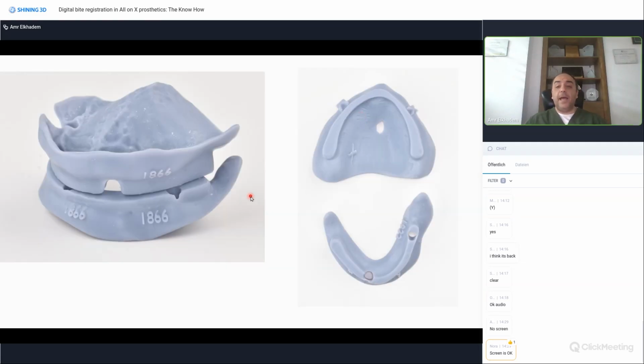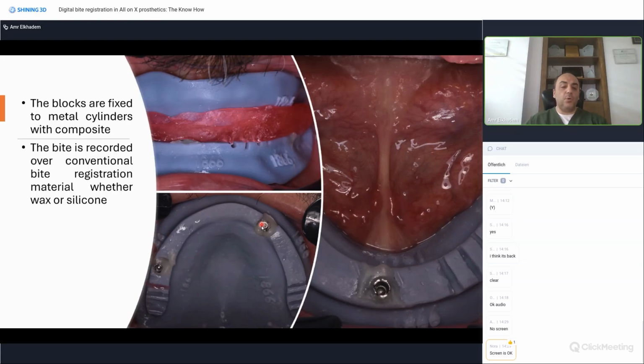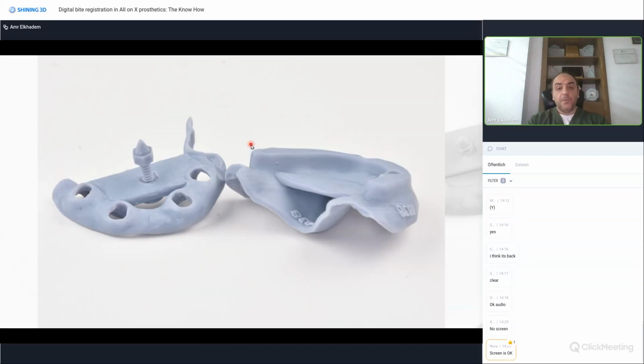So this is a 3D printed record block, and it has holes for what we call fixation to the implants. And what we need to do is that we get the upper occlusion block, put the cylinders, inject some core material or flowable composite, and cure it. And then we use wax or the bite registration material to adjust the vertical and the centric relationship. And then we scan the whole assembly, and the lab can adjust the original scans to the jaw relation record using this scan for the screw-retained occlusion blocks.